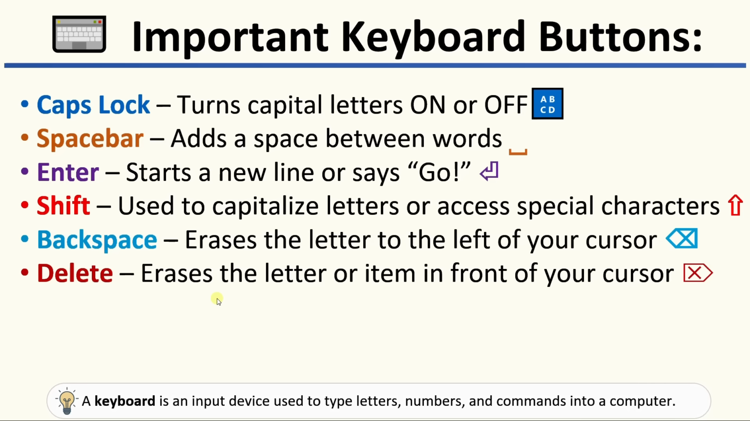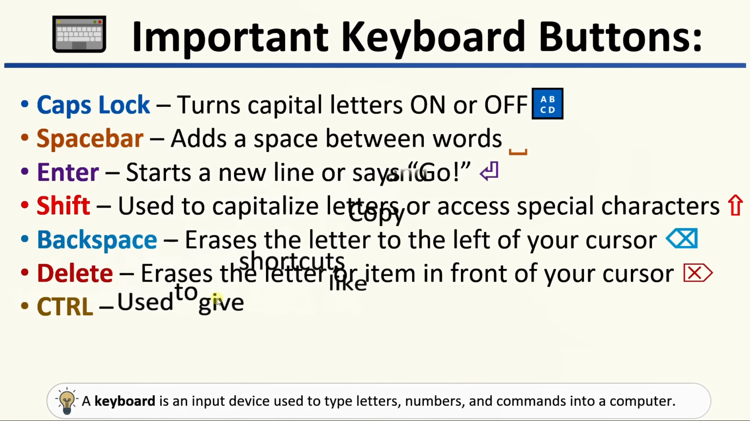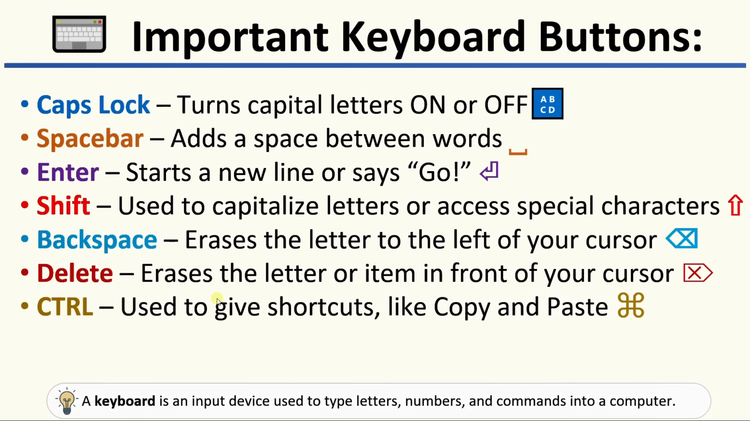Now, let's talk about some power keys that will help you to work faster. Let's see the Control key. CTRL, short form of control. This key is used with other keys to do fast actions like copy, paste, or undo. And don't worry, you'll get this in the next sessions.